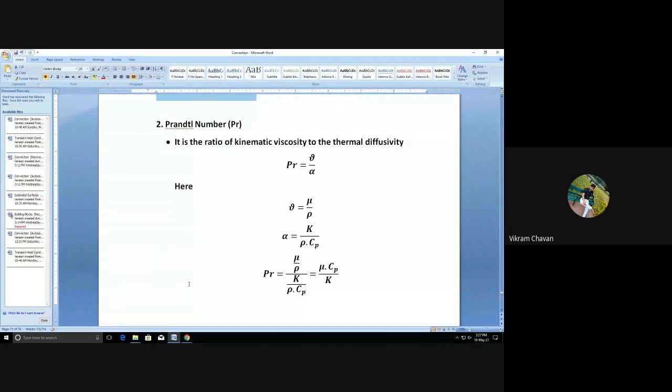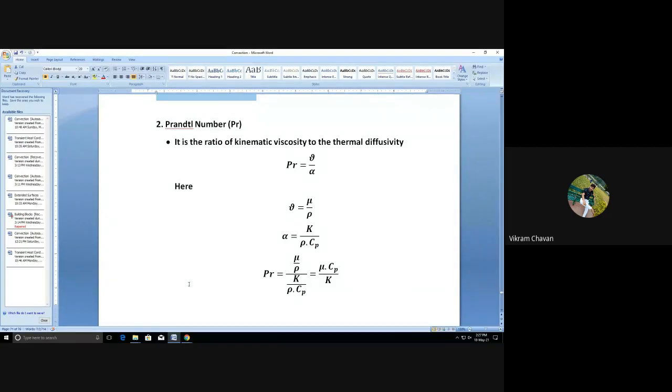Okay, so the phenomenon of diffusion we discussed in the first chapter, that is thermal diffusivity. It is the ratio of thermal conductivity to the heat capacity of that particular material. So heat capacity of a material is nothing but rho multiplied by Cp, that is density multiplied by specific heat of that material.